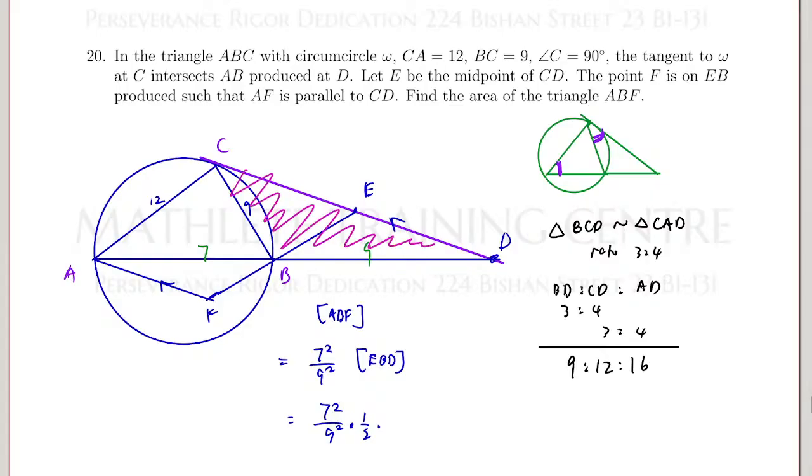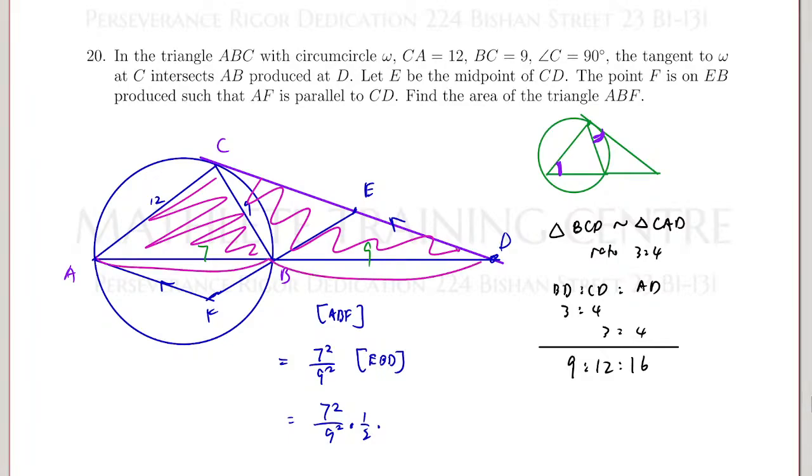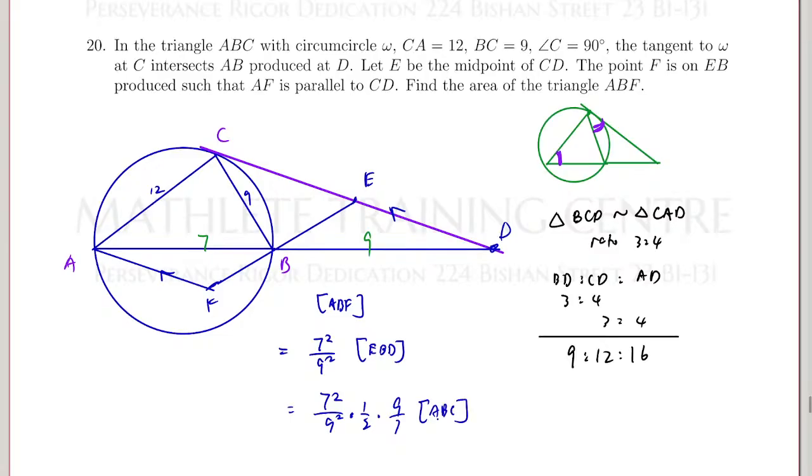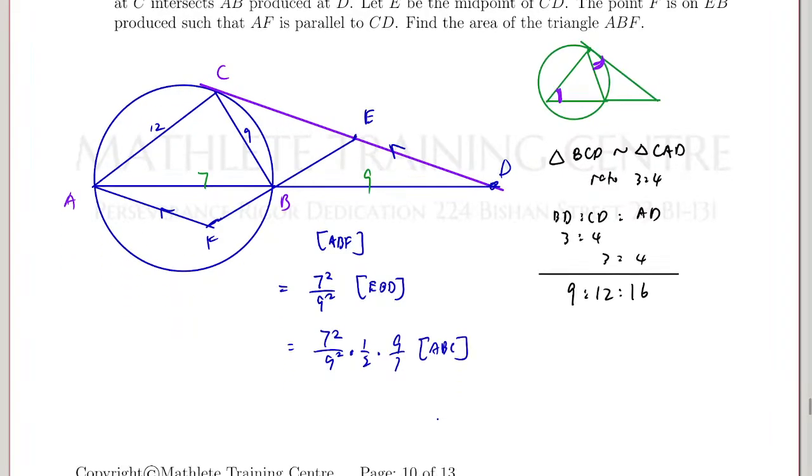How? We can use the original triangle's area, and you can see that these two triangles, the ratio is 7 to 9 because the bottom part is 7 to 9. So this area here will be 9 over 7 times this area, which is the area of the original triangle ABC. And the area of the original triangle ABC is equal to half times 9 times 12, 54. Finish.